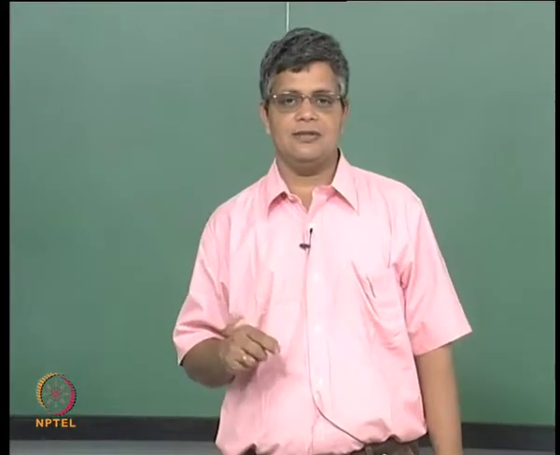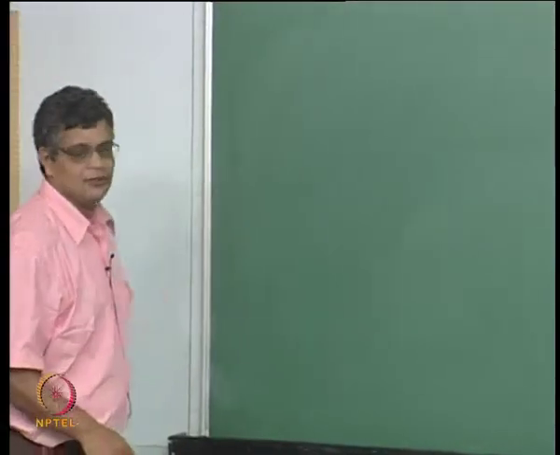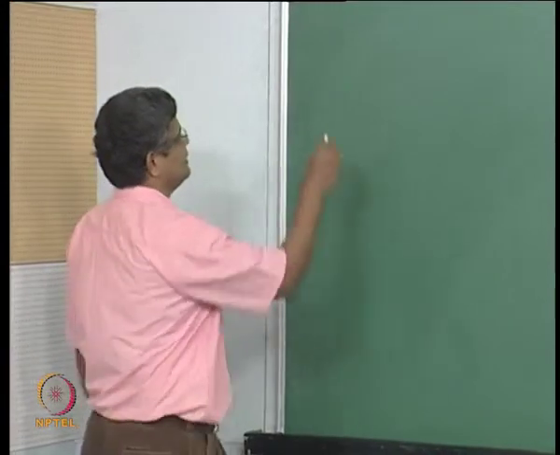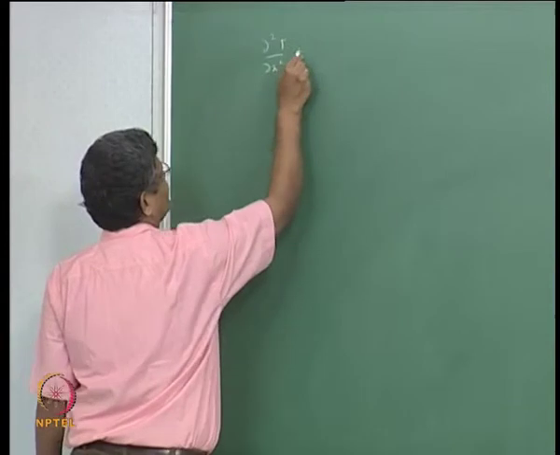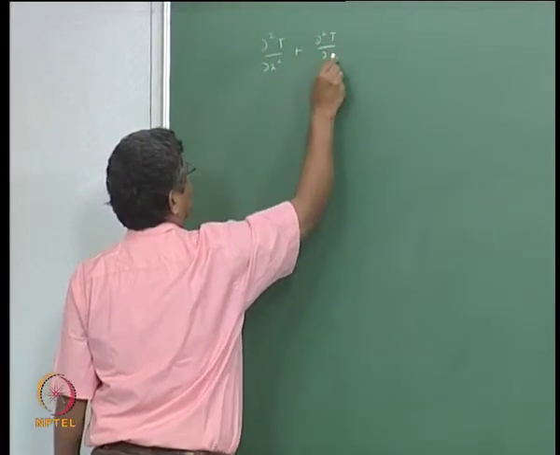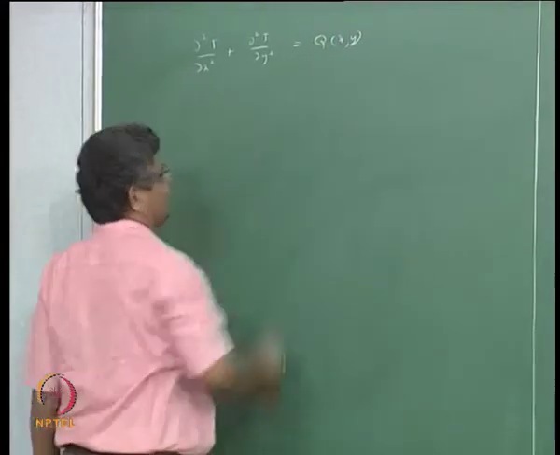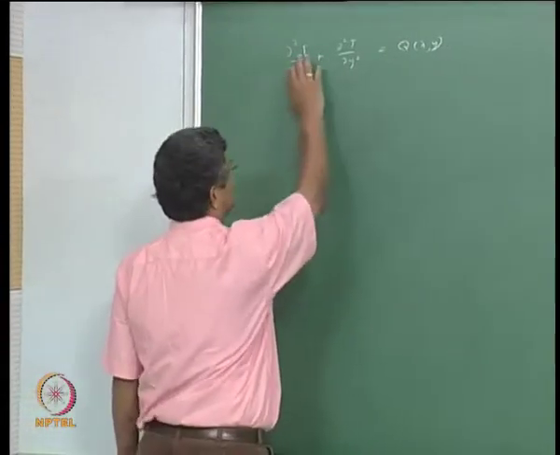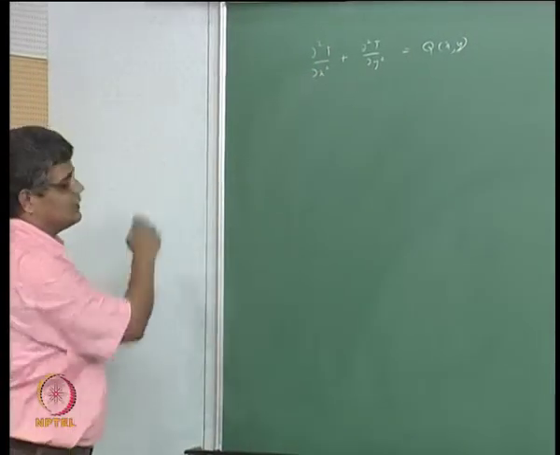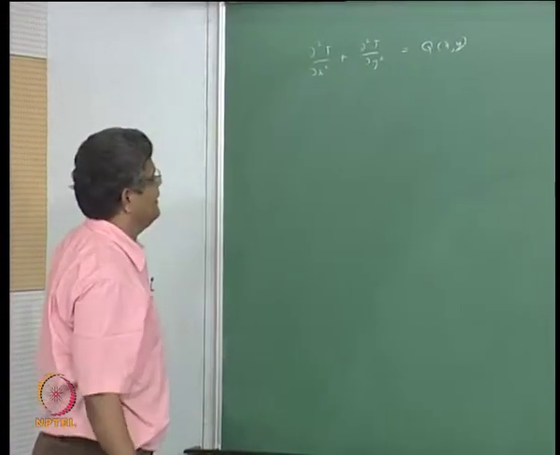We will illustrate it for a simple two-dimensional flow case. We will take the case of heat conduction. Let us say that we are looking at dou square T by dou x square plus dou square T by dou y square equal to Q xy. This is the equation that we have, where Q is a source term and T is the temperature, and of course the thermal conductivity and all that is included in this.